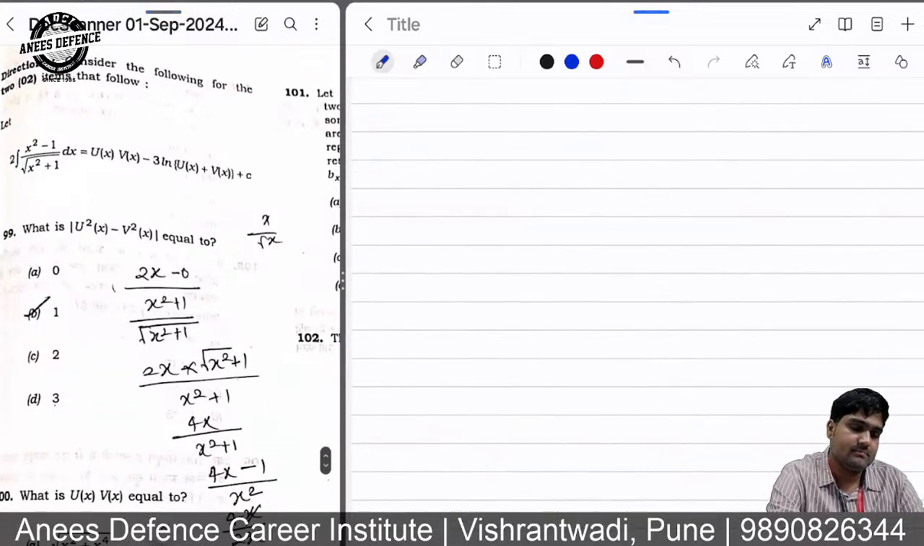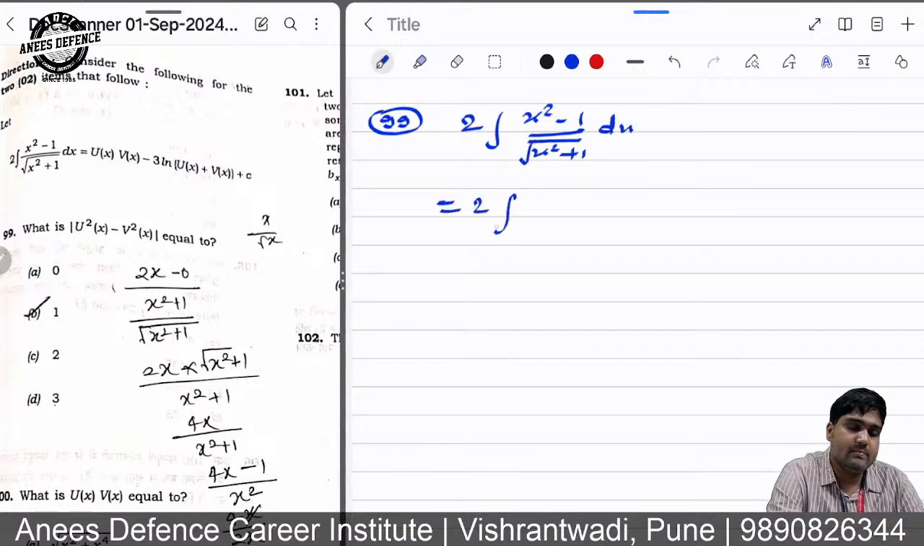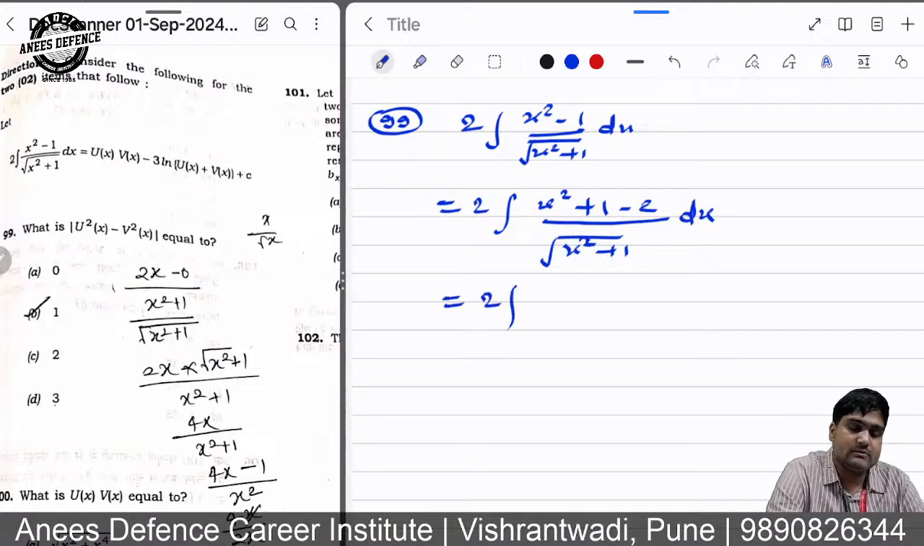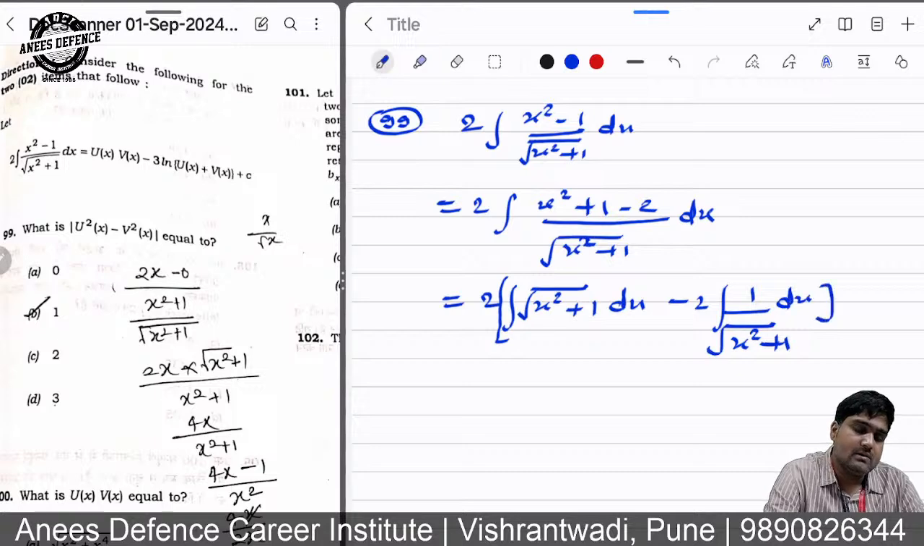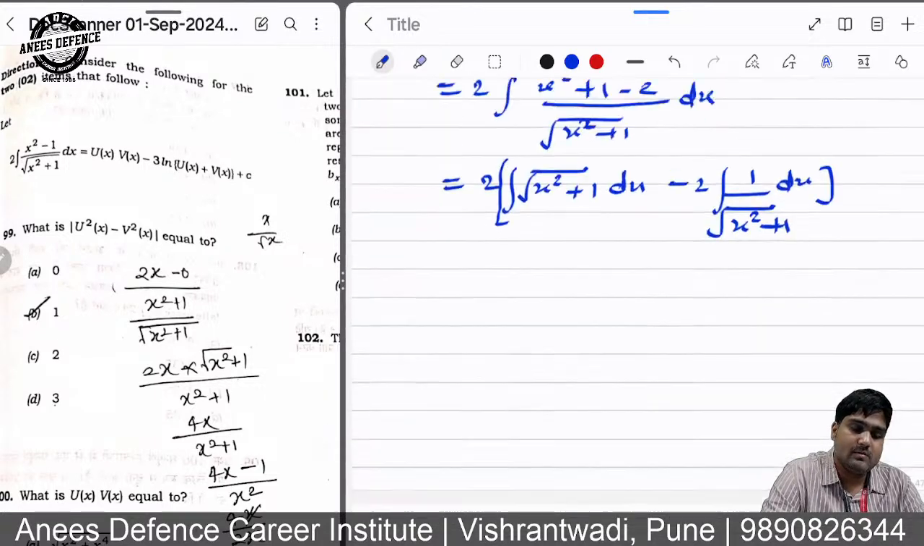99. We have to calculate the integral of x square minus 1 upon root of x square plus 1, quadratic upon root of quadratic form. What we are going to do is add 1 and subtract 2, which gives minus 1 in the numerator, x square plus 1. Now I split into two parts. When we divide x square plus 1 by x square plus 1 in the root, it's 2 times the root of x square plus 1 dx. This is the first part. For the second part, if I take 2 common, it's 1 upon root of x square plus 1 dx.